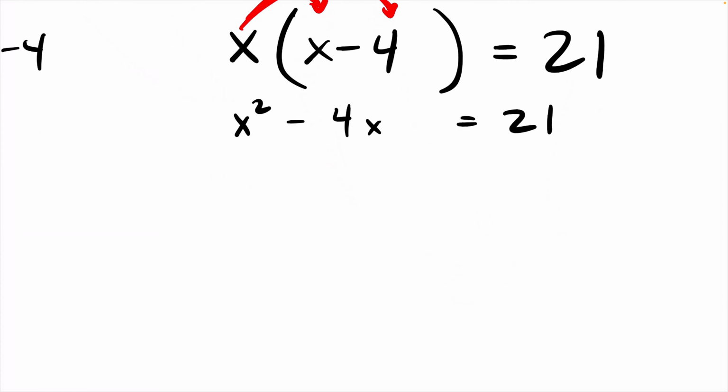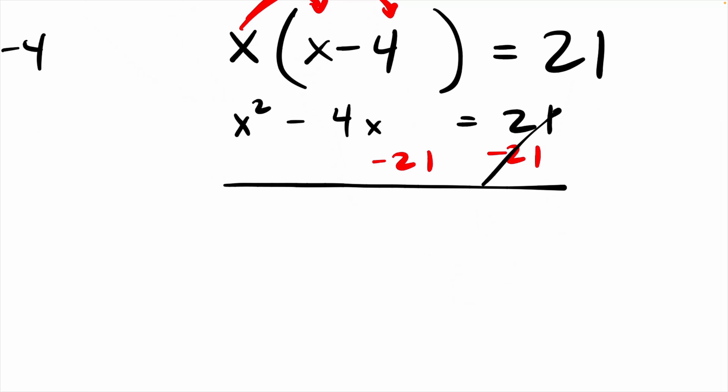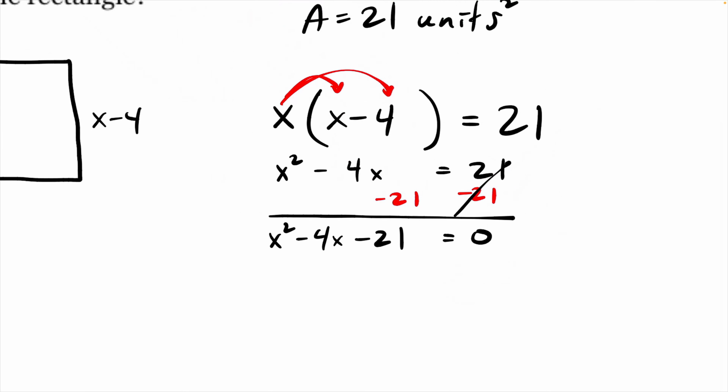Subtract 21. Good. Minus 21 from both sides. That makes 0. Can I subtract 21 minus 4 to make negative 25? No, they're not like terms, so I can't do that. So I'm just going to write them down. x squared minus 4x minus 21 equals 0. You guys are right, it was a trinomial.